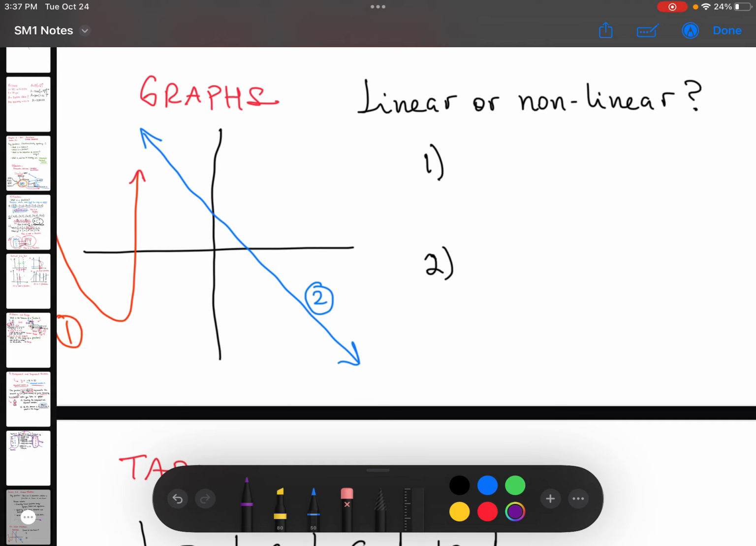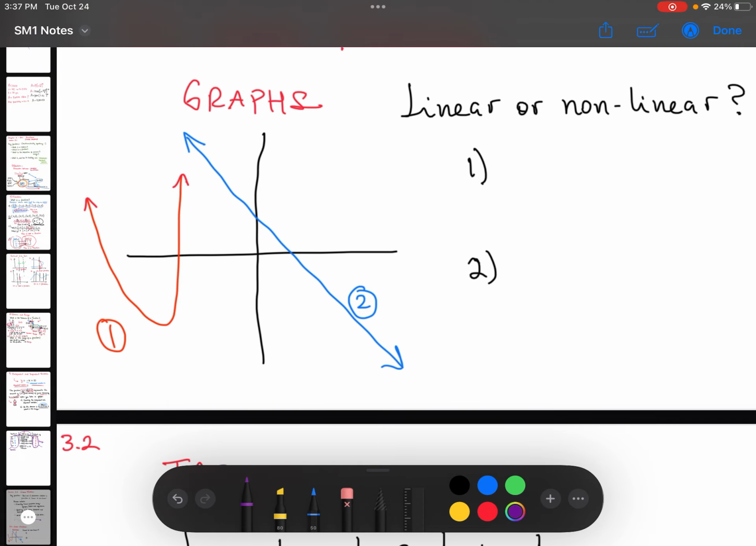Two graphs we have. We have a red one, number one, and we have a blue one, number two. And it's simple. Number one, you see that it is a curve, right? So it's pretty easy. Number one is nonlinear. And number two is linear. Why? Because it's a straight line. Number one is not a straight line. Number two is a straight line. That is why number two is linear and number one is nonlinear.